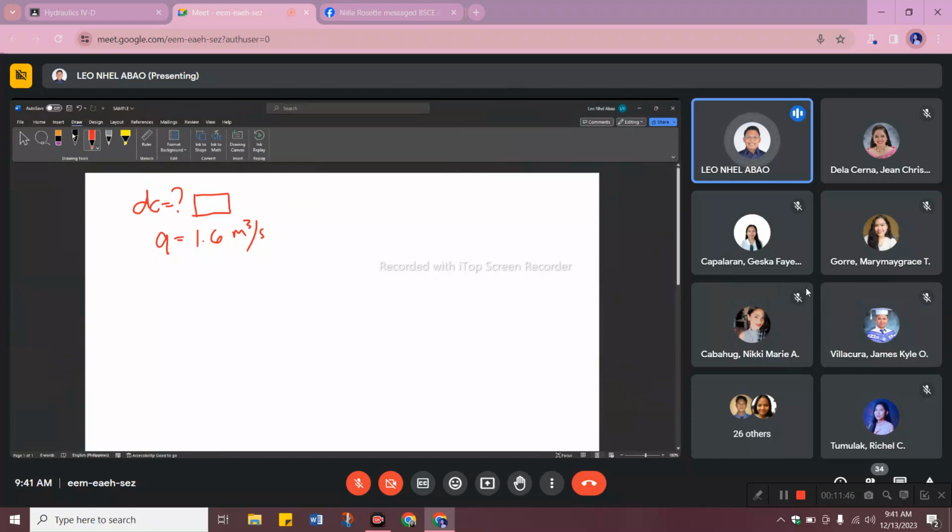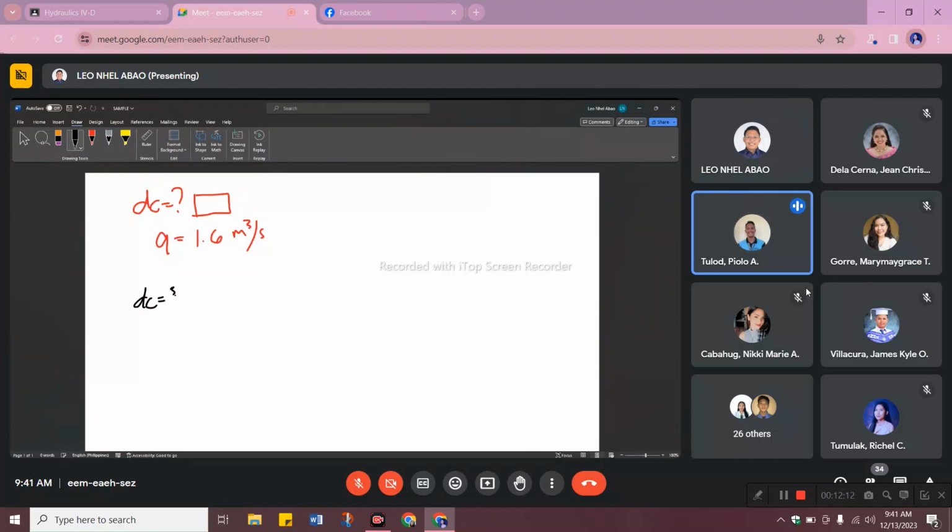So how do we find the critical depth for the section, class? Using the formula, sir. So we use this formula: critical depth is equal to the cube root of small q squared over g. Substituting, we simply get 1.6 squared over 9.81. So how much is this, class?